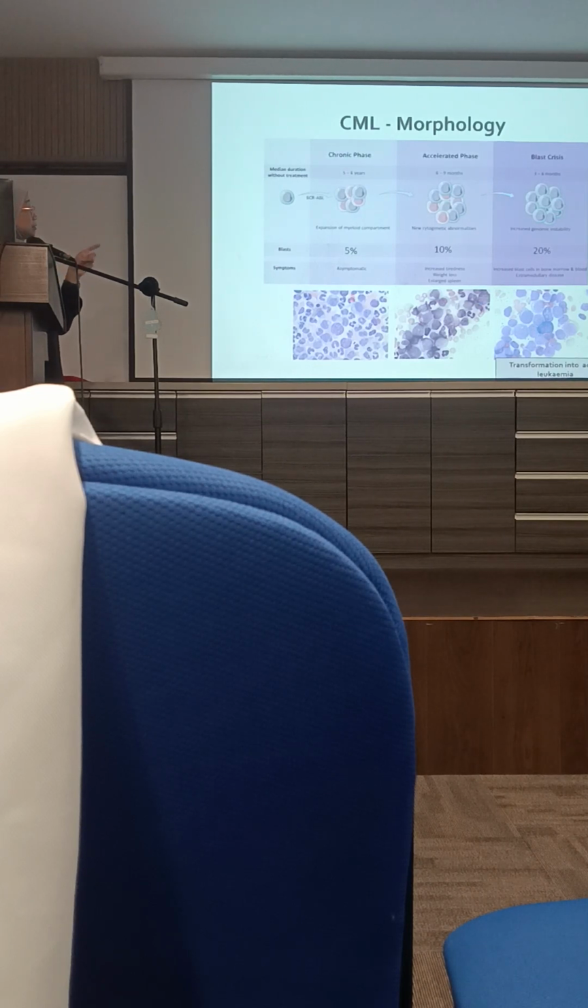CML, the morphology. Probably you wouldn't be able to see much here, but suffice to say that there are different phases in CML. Also, there's a magic bullet for CML. This disease is treatable, controllable, like hypertension and diabetes mellitus. Prognosis is fairly good as long as you keep it in the chronic phase. Once it goes to accelerated or blast crisis, there can be a transformation to acute leukemia.